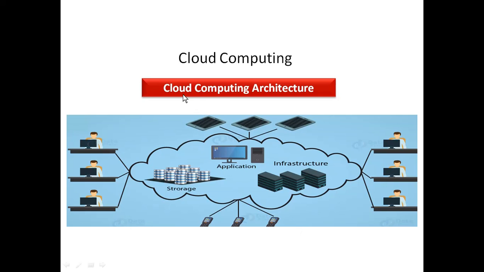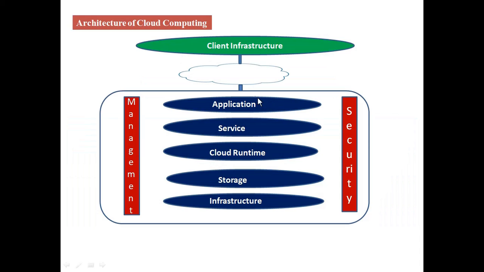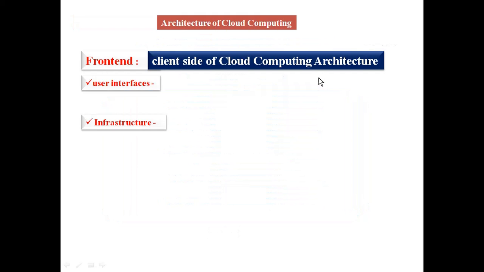In this video, I'll be explaining cloud computing architecture. The cloud computing architecture can be divided into two parts. One is client infrastructure, which is called the front end. Another one, which is having all these components: applications, services, cloud runtime, storage media, infrastructure, security and management. This part is called the backend. The front end and backend are interfaced with the help of the internet. Let us see these two parts separately.